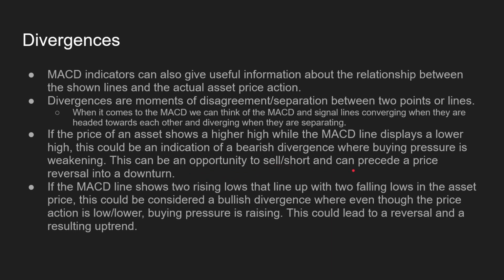If the MACD line shows 2 rising lows that line up with falling lows in price action, in asset price, this can be considered a bullish divergence. Even though price action is lower, selling pressure is weakening, meaning that buying pressure could be rising. The bulls could be taking over. This could lead to a reversal and a resulting uptrend.